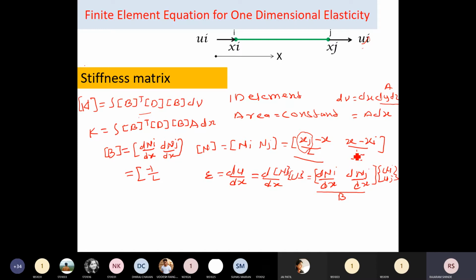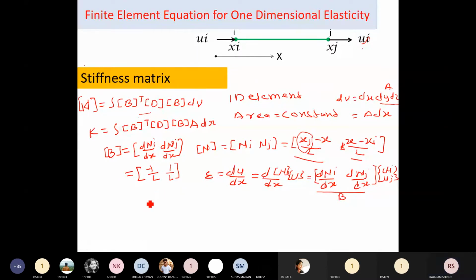Now the second term, this second shape function, x minus xi upon L. Derivative of x is 1 and derivative of xi is 0. See here xj and xi, these are constant terms. Here it becomes 1 by L. This is the B matrix.